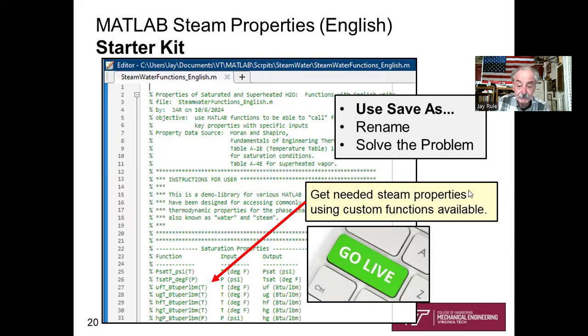Okay, and this is my clue to go live. What I'm going to try to show you is to start with a MATLAB program that you can download from Jay's Toolbox website. This is the steam water functions that you will need. Use save as, and then start your own solution from that. You're going to be able to get the needed steam properties by calling a few of these custom formulas in MATLAB that I've built for you and for myself.